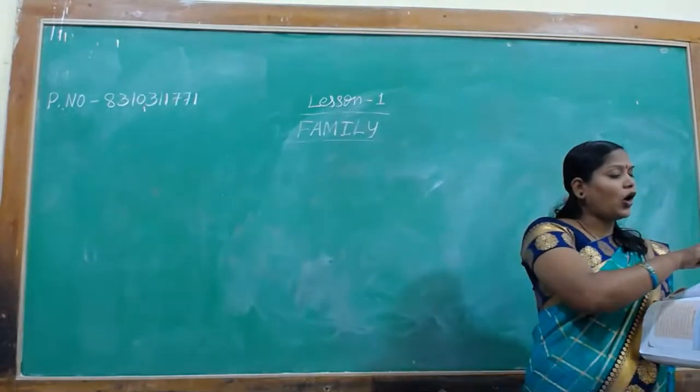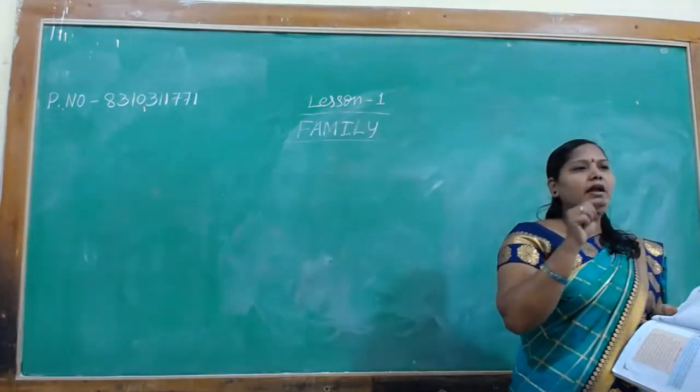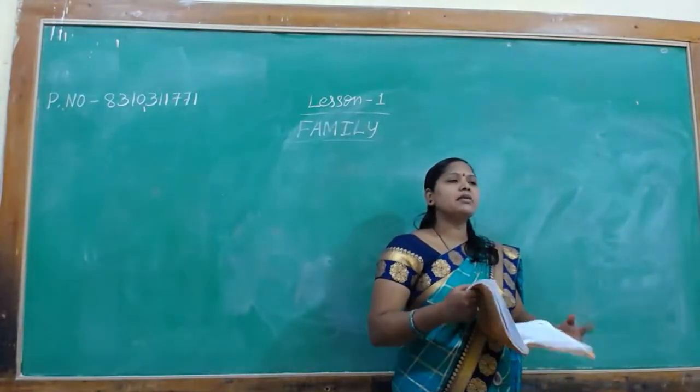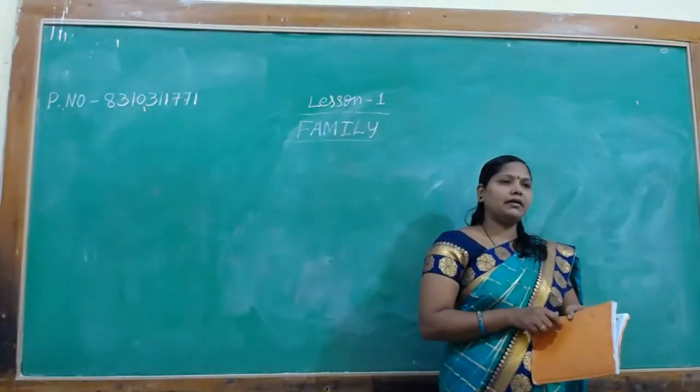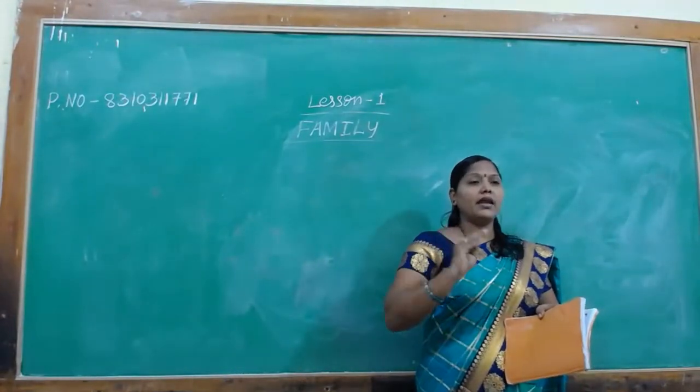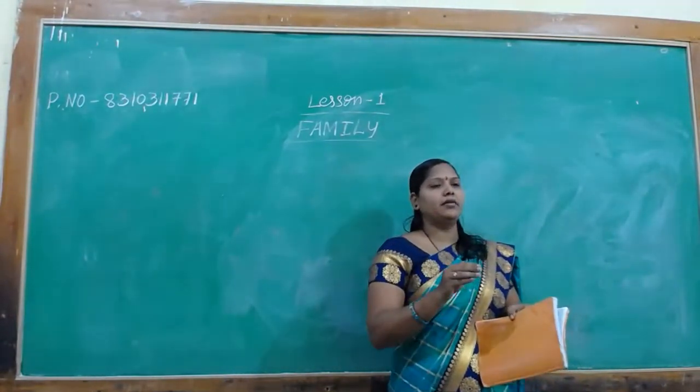And how many members are there in your house? You should write how many members are there. And who are they? If grandfather, grandmother, father, mother are there, you should write their names, not only the relation.